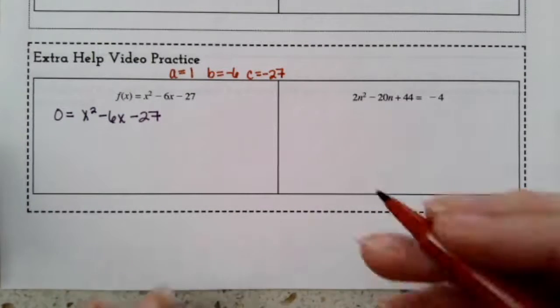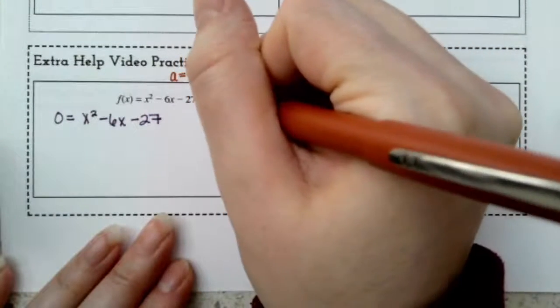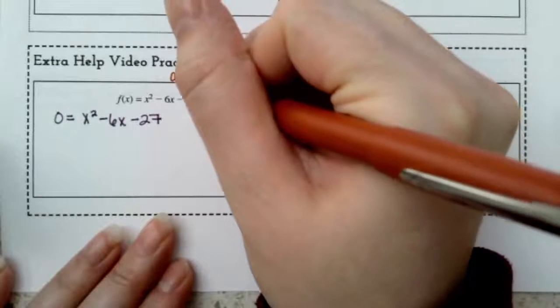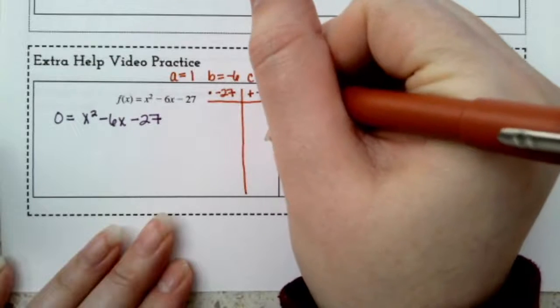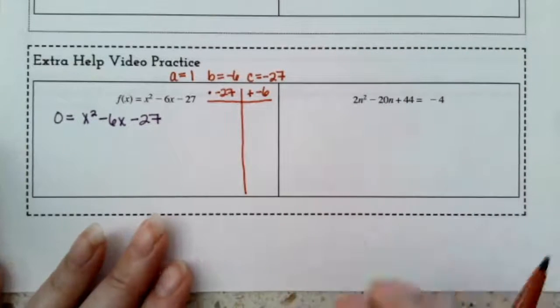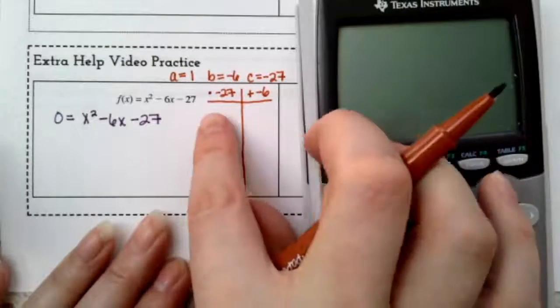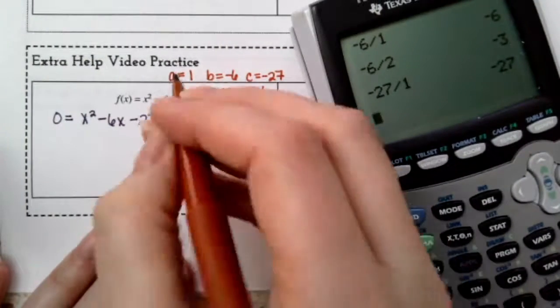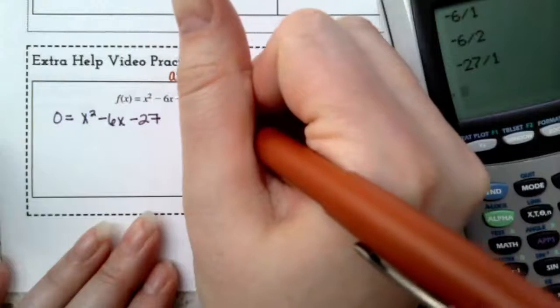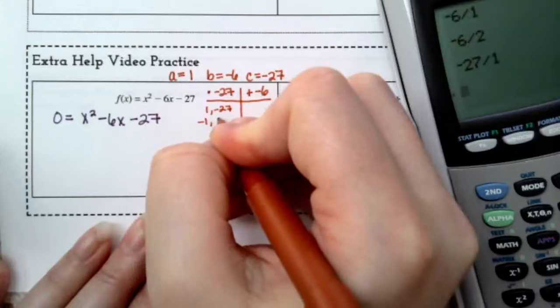And now I want to make my t-chart to see what my factors are. So in my t-chart, I want numbers that multiply to C, so multiply to negative 27, and add to B, so add to negative 6. And I'm going to use my calculator to help me find all of the numbers that multiply to negative 27. So I have negative 27 divided by 1. So I get positive 1 and negative 27. And then change the signs. So negative 1, positive 27.